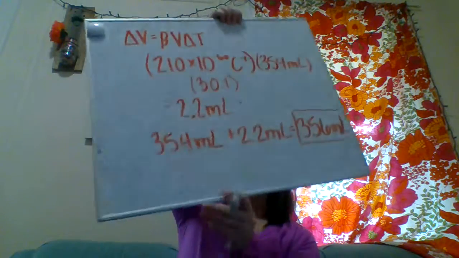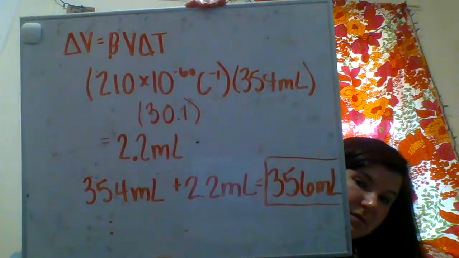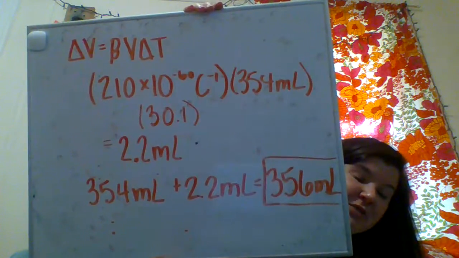All right, and that'll give us 2.2 milliliters. Okay, but the problem doesn't ask for the change. It asks what will be the volume of the liquid, okay? So the change is 2.2 milliliters. To get what the final volume will be, we'll have to add the initial to the change. So our initial volume was 354 milliliters, right? Plus 2.2 milliliters is the change. All right, and that will give us 356 roughly. Really 356.2, but nearest whole number is fine. So it's basically the same thing you did for the other one.